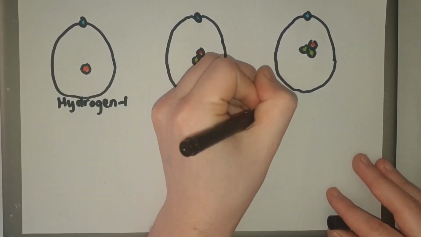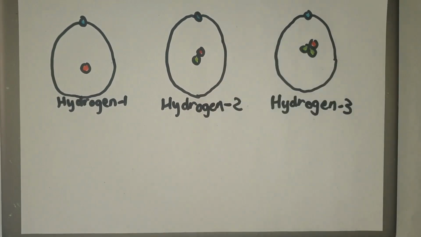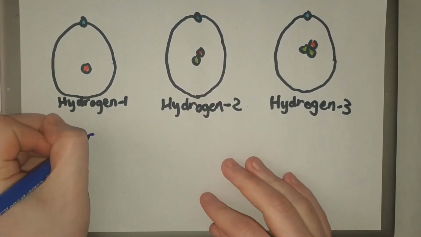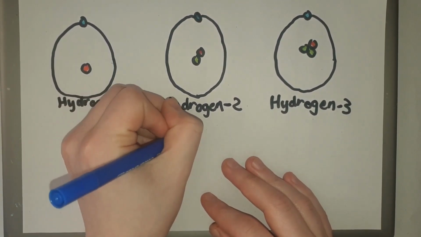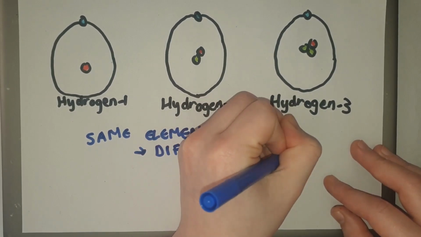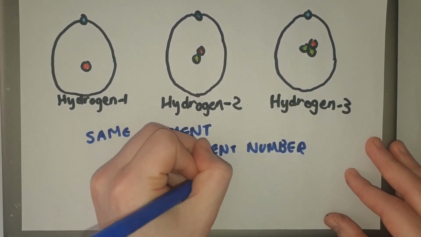Notice that the number of protons stays the same, and if it was changed, then it would no longer be a hydrogen atom. But the number of neutrons has changed, and this is allowed, so we define these as isotopes. These are elements with the same number of protons but a different number of neutrons.